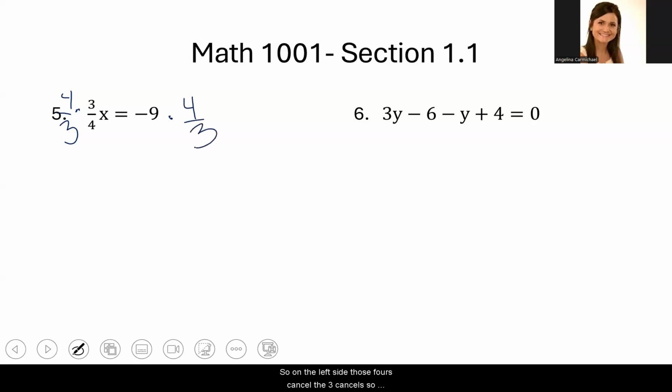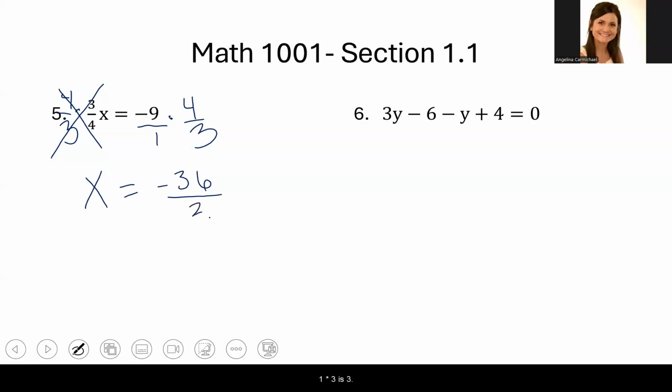So on the left side, those 4's cancel, the 3's cancel. Bring down your x, bring down your equal. To make negative 9 a fraction, put it over 1. So multiply the top. Negative 9 times 4, negative 36. 1 times 3 is 3. Now divide. Negative 36 divided by 3, negative 12. So x equals negative 12.